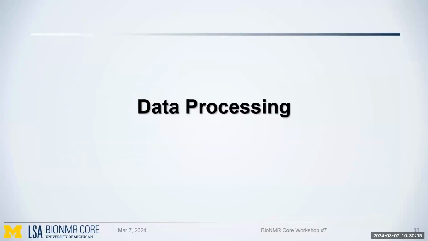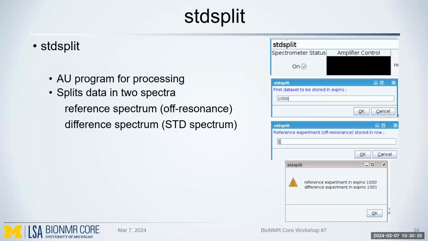And then we'll take a look at data processing. Processing an STD-NMR spectrum is very straightforward. You can just type this command called stdsplit in the command line, and this is an AU program that can automatically process your STD spectrum. So it will split your data into two spectra. One is the reference spectrum or the off-resonance spectrum, and the other is the difference spectrum or the STD spectrum. Those spectra are stored in 1000 and 1001 in the example I gave here.